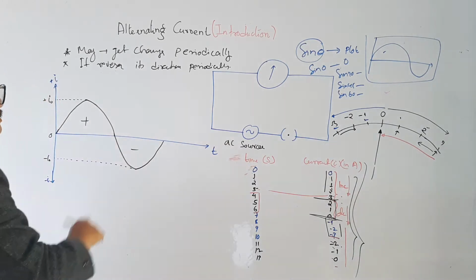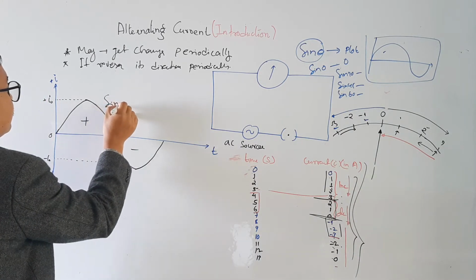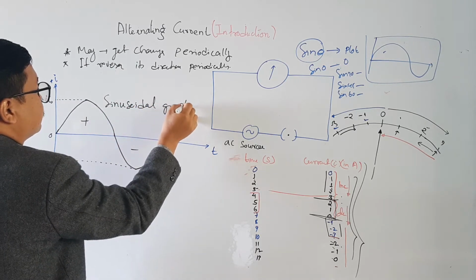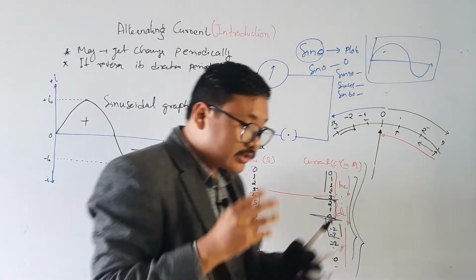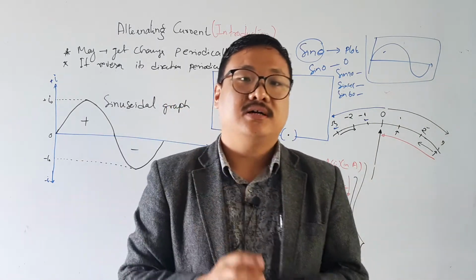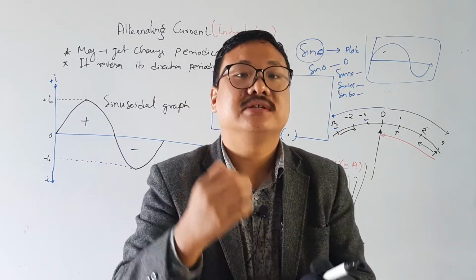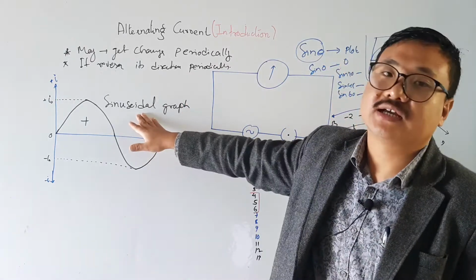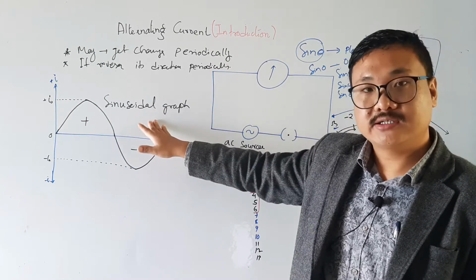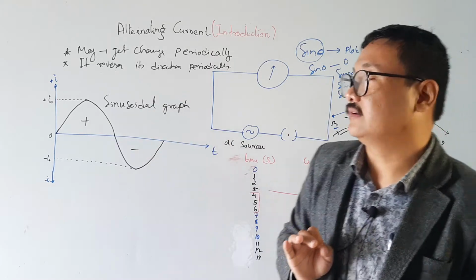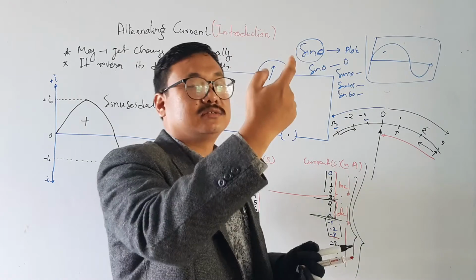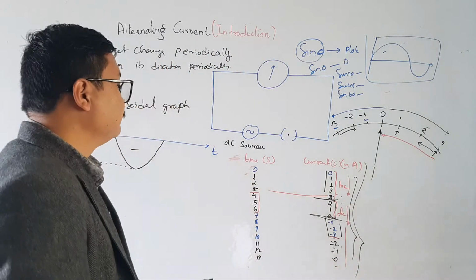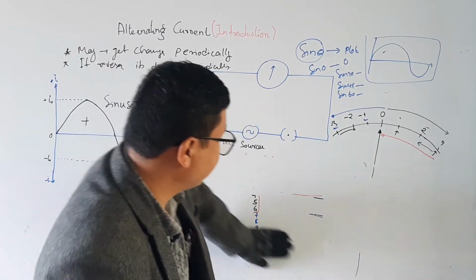So this graph is a sinusoidal graph. It means that the graph of the alternating current looks like a sinusoid, so we represent it by a sinusoidal graph. Understood or not? Yes, you should understand now. It starts from 0, reaches the maximum, comes down to 0 and goes to the negative maximum, and so on. Now, how do we represent the current?